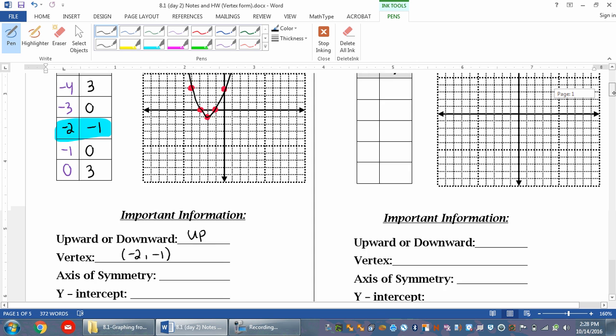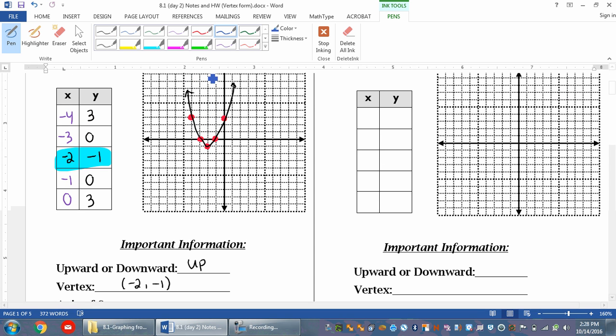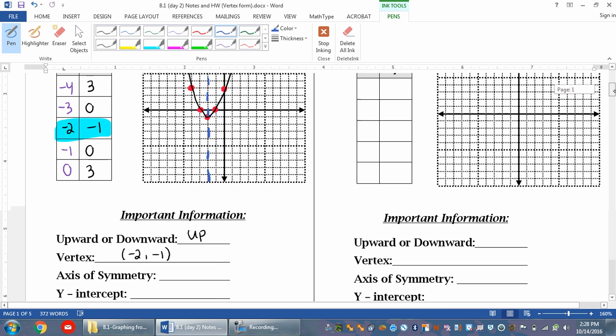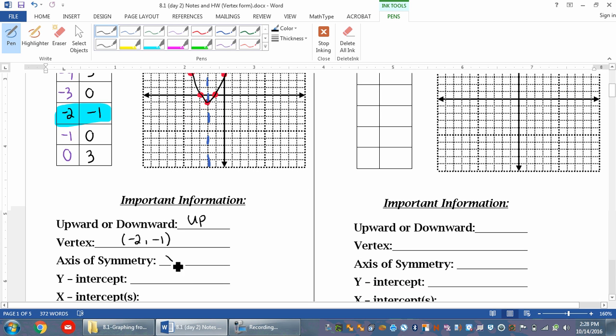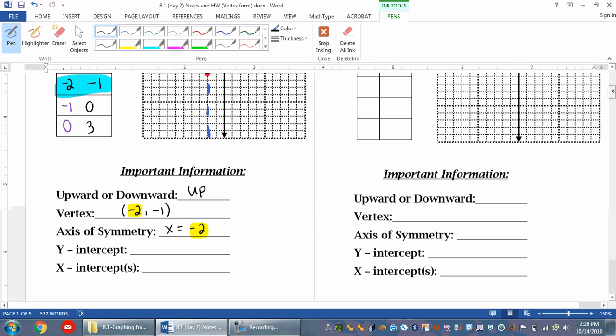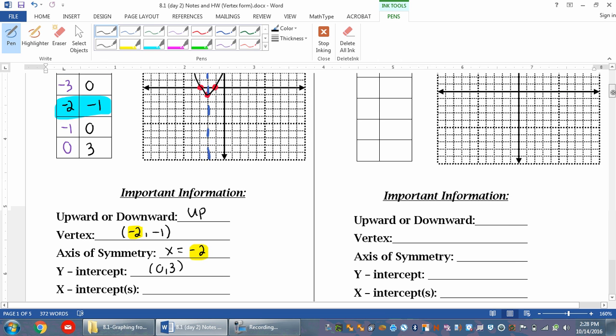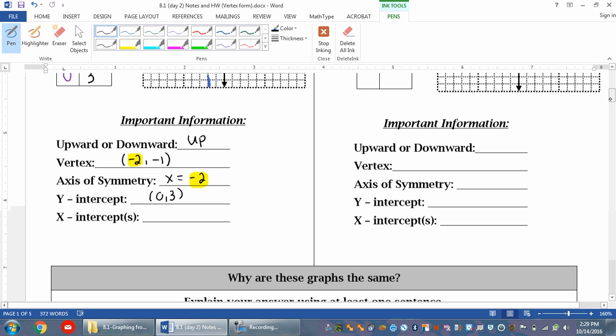So remember, my axis of symmetry is the vertical line that cuts my parabola directly in half. Since it's a vertical line, it's going to be x equals, and it cuts at x equals negative 2. Notice these values, like I said, are always the same. The y-intercept is the point on the y-axis, which is 0, 3. And let's see if I have any x-intercepts. Yep, I have 2. That's negative 3, 0, and this one right here is negative 1, 0.